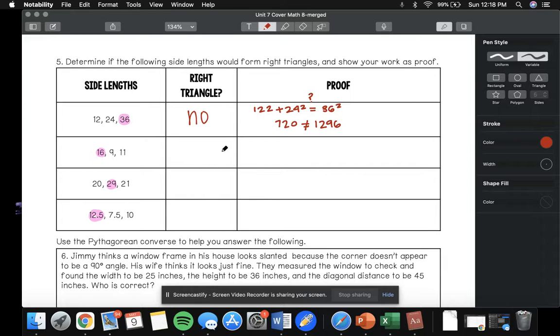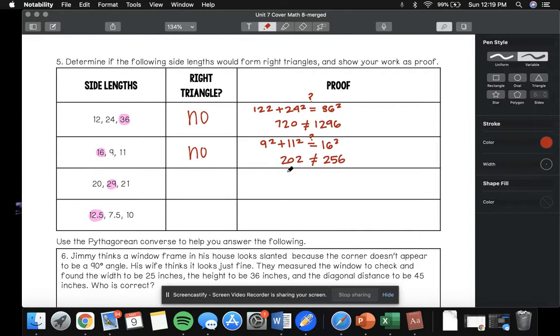Okay. For this next one, I'm going to test 11 squared plus 9 squared, trying to see, does that equal 16 squared? So 9 squared plus 11 squared is 202. And 16 squared is 256. So it looks like that is also not a right triangle.